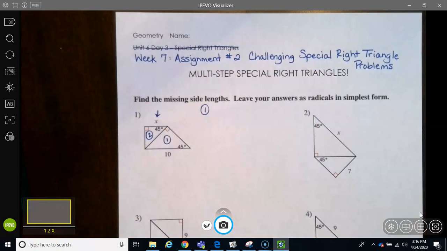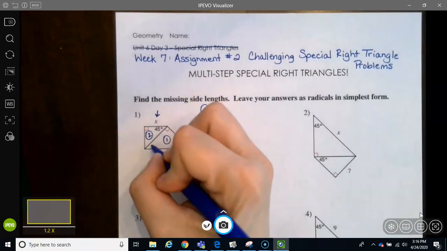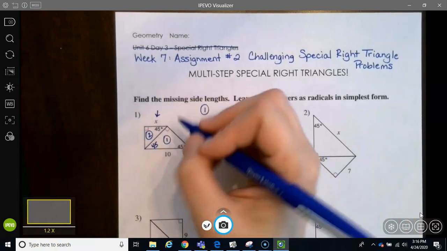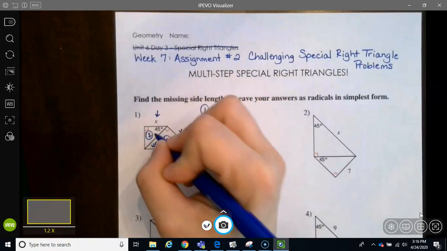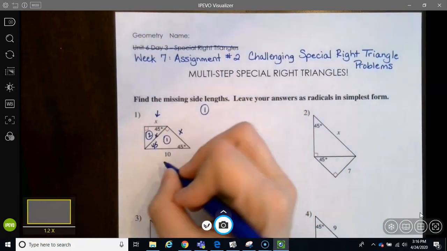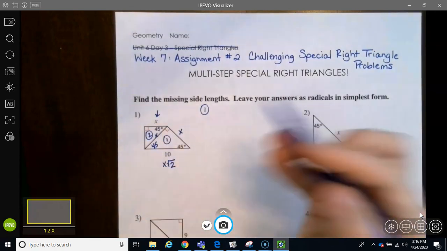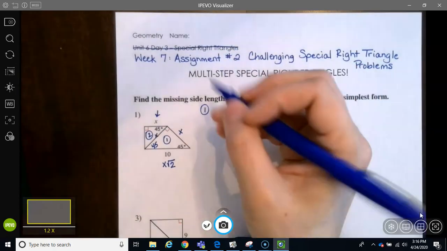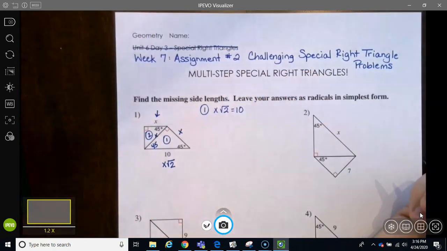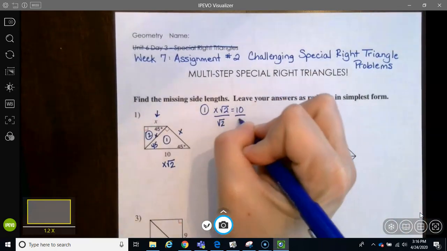Okay. So for the first triangle, we have a 45, 45, 90. Across from my 45-degree sides, we have X and X. And then across from our 90-degree angle side is our X squared of 2. So this is the side that we actually know the length of. So I set X squared of 2 equal to 10. And I got to solve for X. So I'm going to divide both sides by square root of 2.